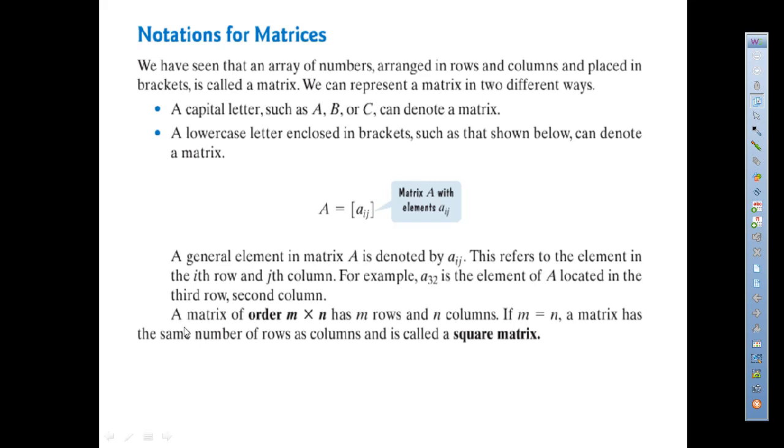Now, you also are going to refer to a matrix by its order, and its order is the number of rows by the number of columns. That's how you're always going to do it, rows versus columns, or rows by columns. So a matrix of order m by n has m rows and n columns. If m equals n, in other words, we have the same number of rows as we do columns, the matrix is called a square matrix. And there are special things that you can do with square matrices that you can't do with rectangular matrices.